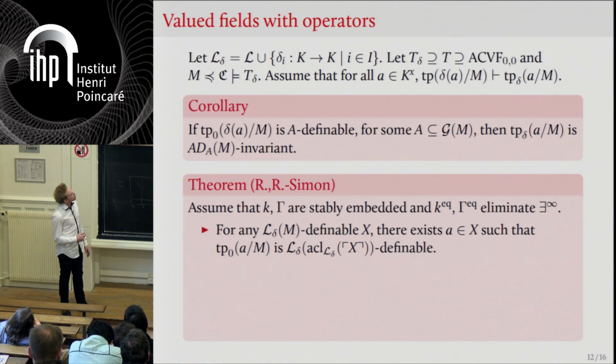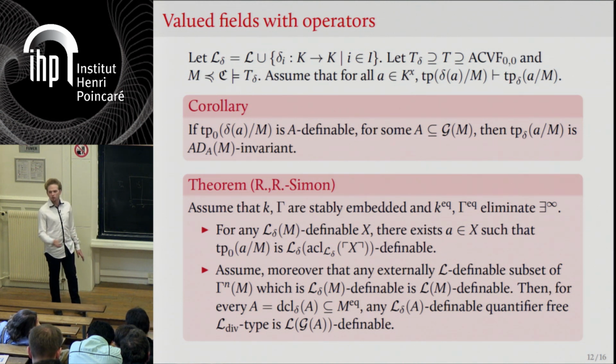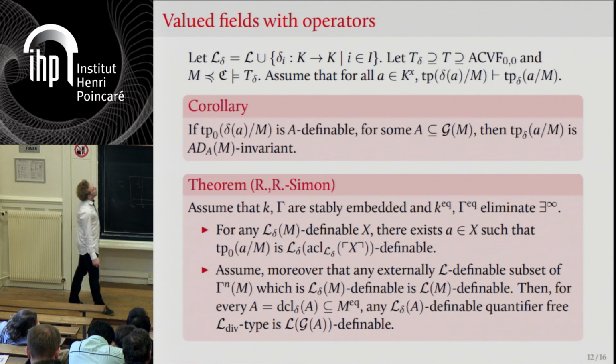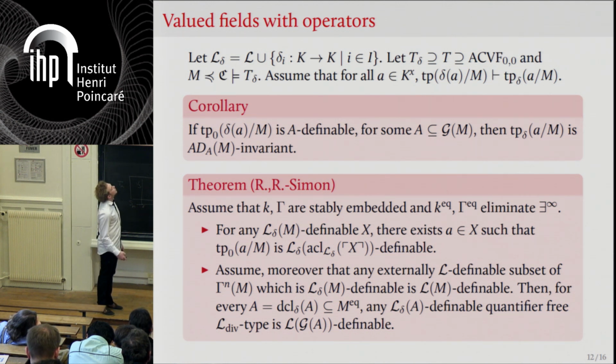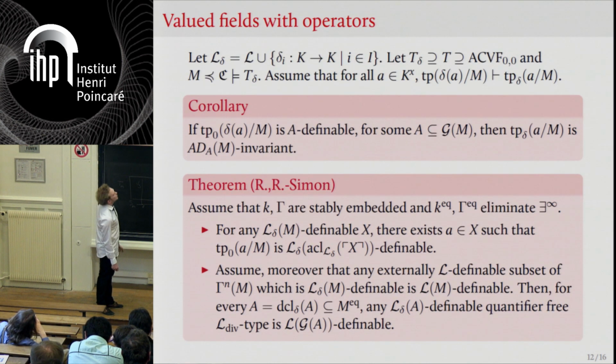And so you can first show that, under certain assumptions, you can find a type which is consistent with anything definable in the Delta language. And then you can check that its canonical basis is also okay, provided you check that there are no weird cuts. Right? So if you have an externally L-definable subset of gamma in M, which is also definable in the new language, then it has to be definable in the old language. So this is a hypothesis stating that there are no weird new cuts. So if you apply that theorem and you use that, okay, I'm not going to give an abstract statement.